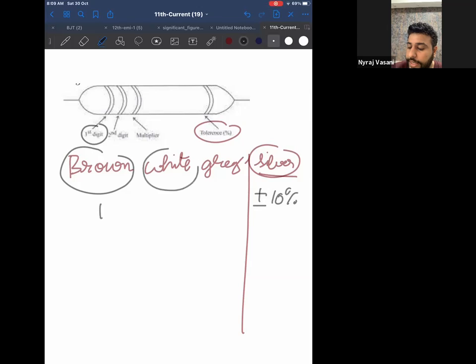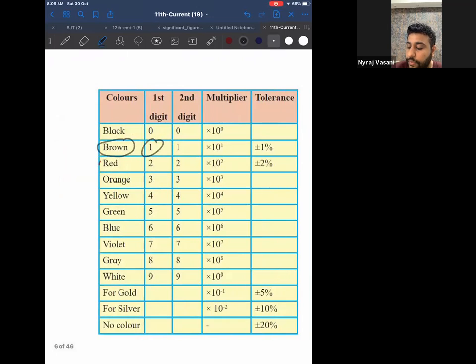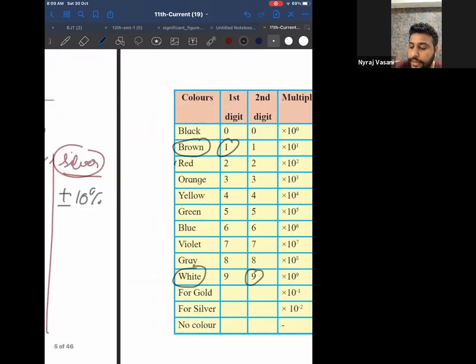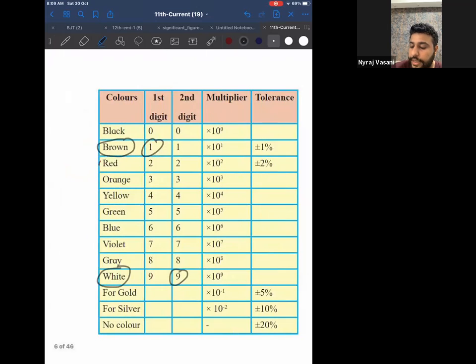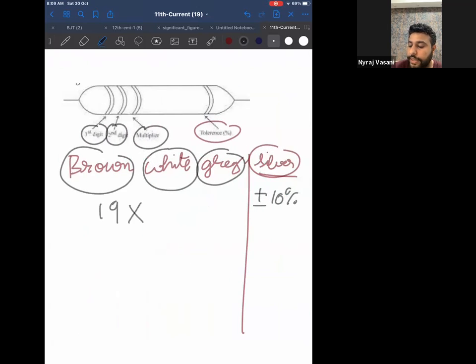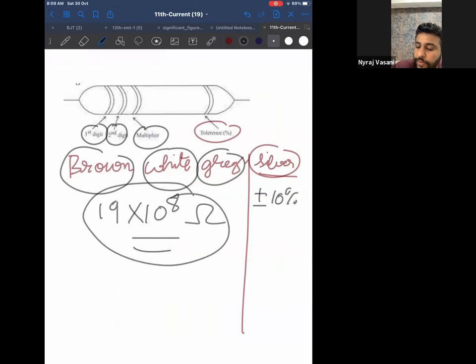Next, white is my second digit. What is the second digit under white? 9. Therefore, I will write it as 9. Now, my multiplier is gray. Under gray, check the multiplier. Can I say it is into 10 power 8? So, write it next to it. Over. Therefore, the answer is 19 into 10 power 8 ohm with the tolerance of plus or minus 10%. This will give you 1 mark and this will give you 1 mark, totally 2 marks.